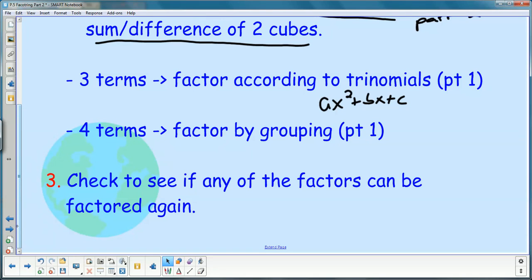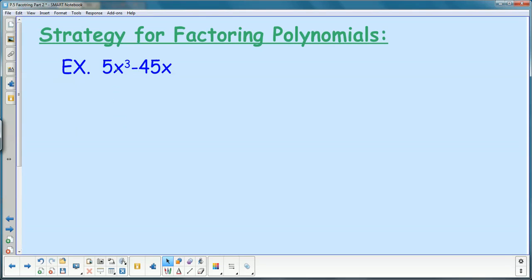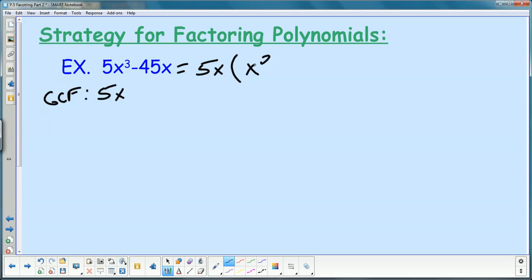So an example of one that might look like that is if we talk about 5x cubed minus 45x. Taking our first step, this will have a greatest common factor. The greatest common factor in this case would be 5x, because both of these are divisible by 5, and we can factor out an x from each one. So I'm going to start by factoring out a 5x, which means 5x cubed divided by 5x is going to give us x squared, minus 45 divided by 5 is going to give us 9, and we factored out that x as well, so it leaves it like that.